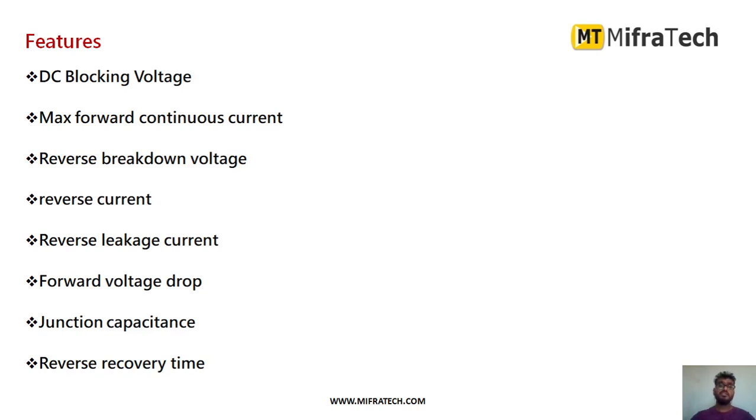What are the features of these diodes? They have a DC blocking voltage, a maximum forward continuous current, reverse breakdown voltage, a reverse current, a reverse leakage current, forward voltage drop, a junction capacitance, and reverse recovery time. These are the different parameters or features related to any diode.